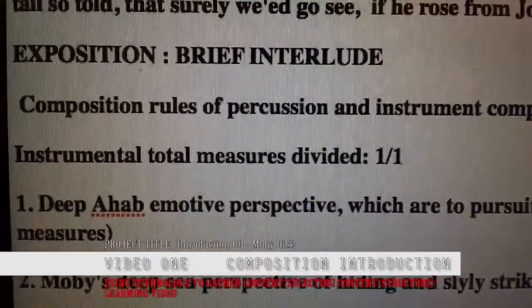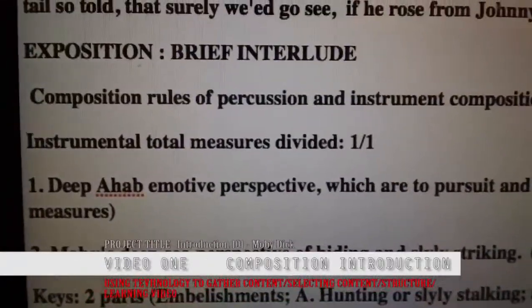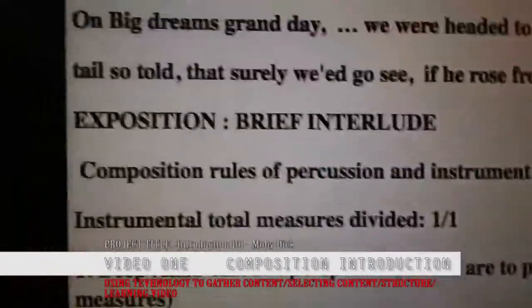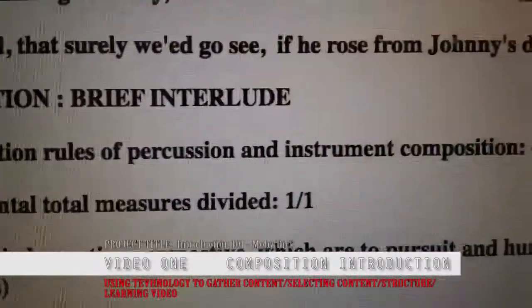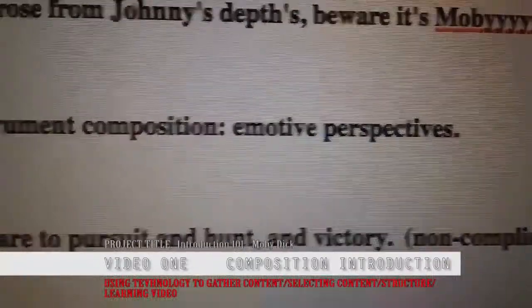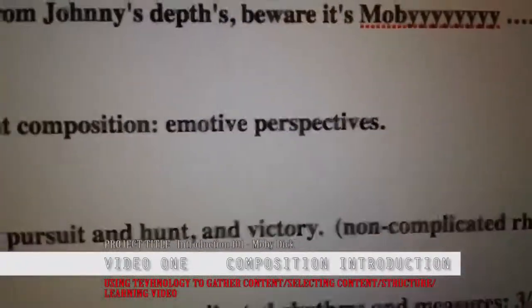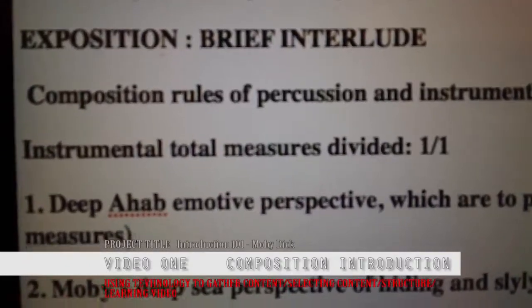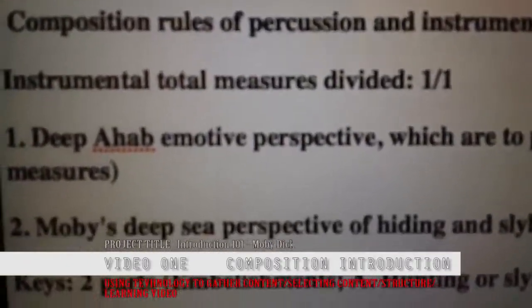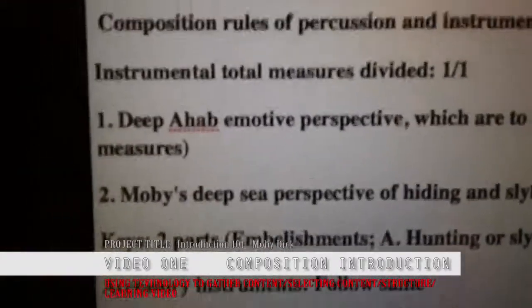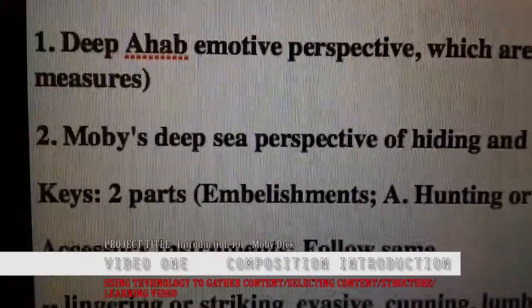exposition, which is a brief interlude of the song, and it's divided in half. And each one of these interludes, the composition rules are for percussion and instruments are emotive perspectives for each of the individual characters involved, and it's split in half. The total measures of the interlude are split in half. One part of them going to the perspective of Ahab, and one part of them going to the perspective of the whale.